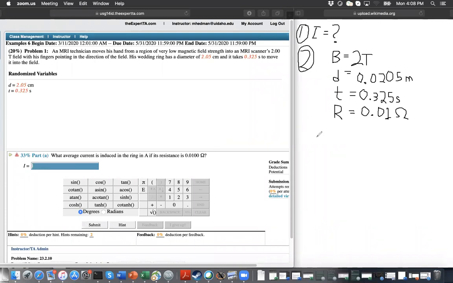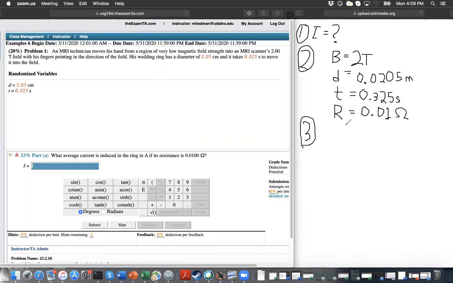The next trick, as we've always talked about, is we need to find a relationship that connects what we know to what we want to find. And this is one of those problems where that's not obvious. We don't have a single relationship that connects current to magnetic field, resistance, time, and size. But there are a couple of relationships we can combine to do that.